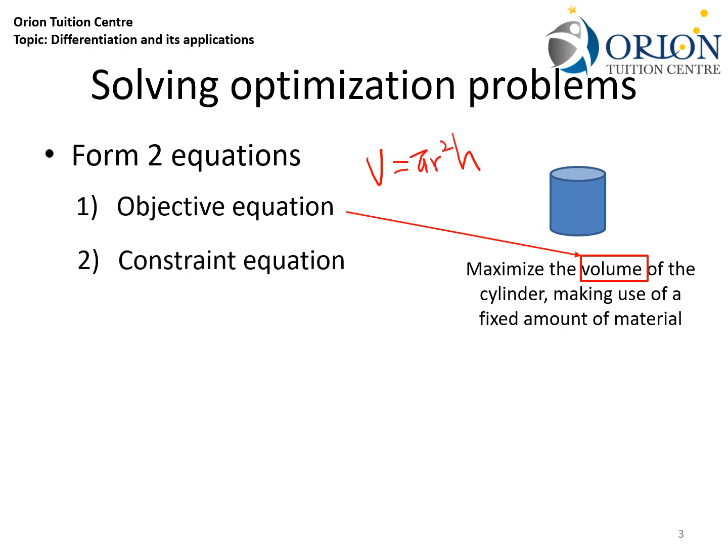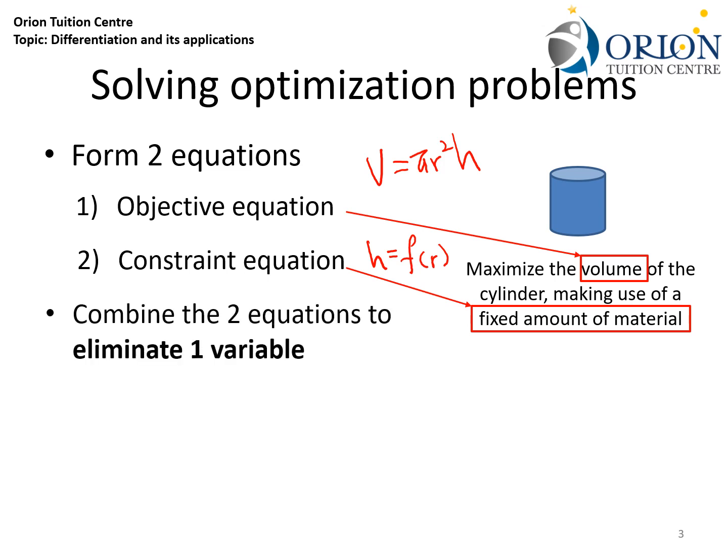The second equation we want to form is called the constraint equation, which represents the physical constraint. In this case, it will be the fixed amount of material. The use of this constraint equation is to provide a relationship between the two independent variables. So I can now say that h is a function of r by solving this constraint equation. And therefore, I can now substitute this constraint equation into the objective equation to eliminate the variable h such that V becomes a function of just r.